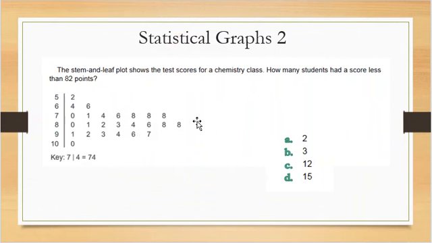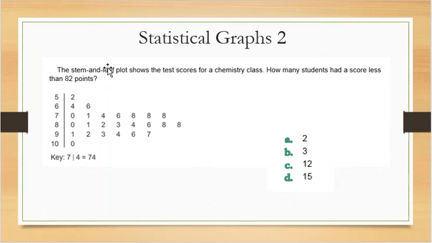All right, now let's look at this. This is a stem and leaf plot. It shows the test scores for a chemistry class. How many students had a score less than 82? So it doesn't include 82, but everything less than 82. So just go ahead and push pause and see if you can get the answer.